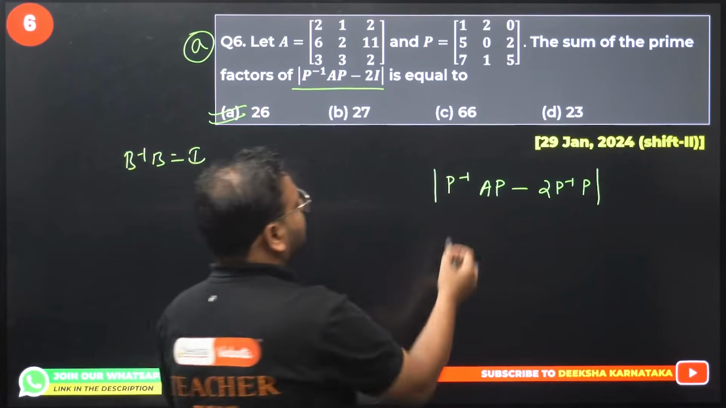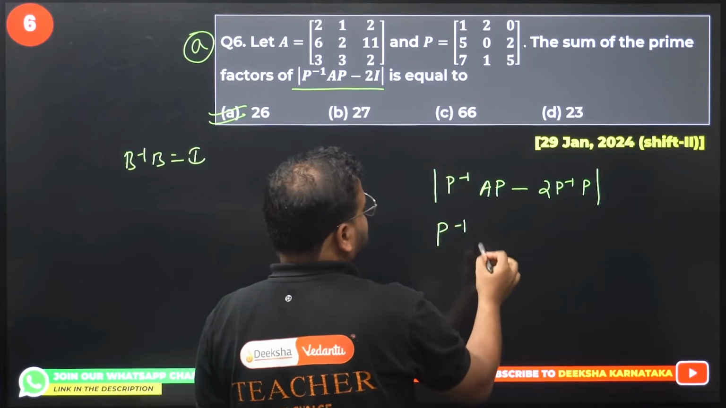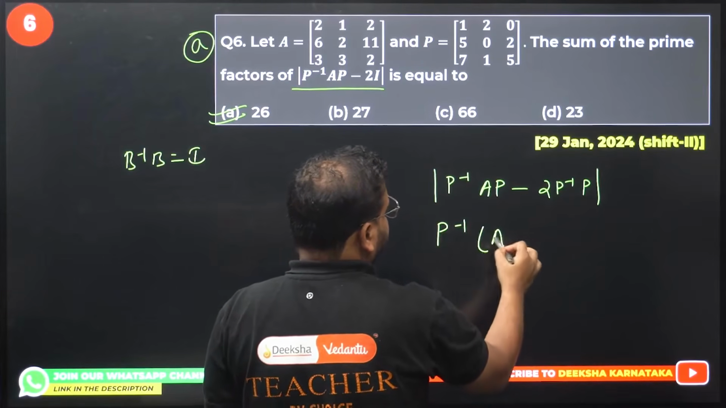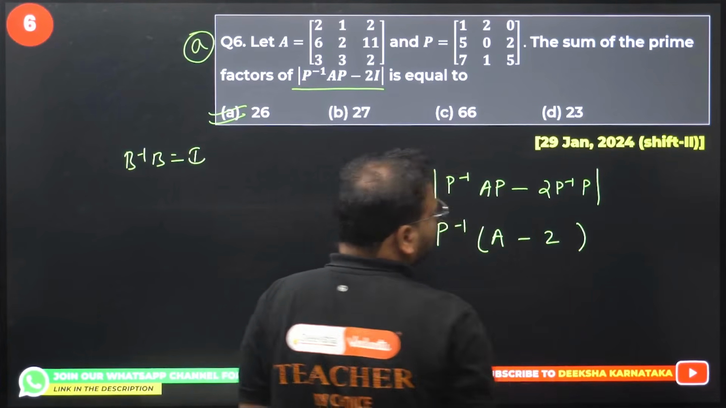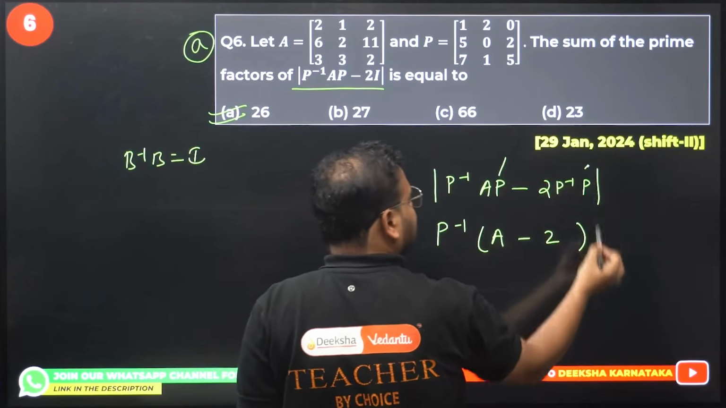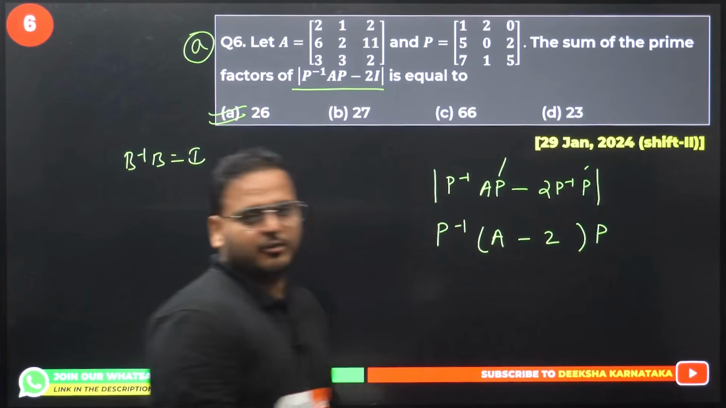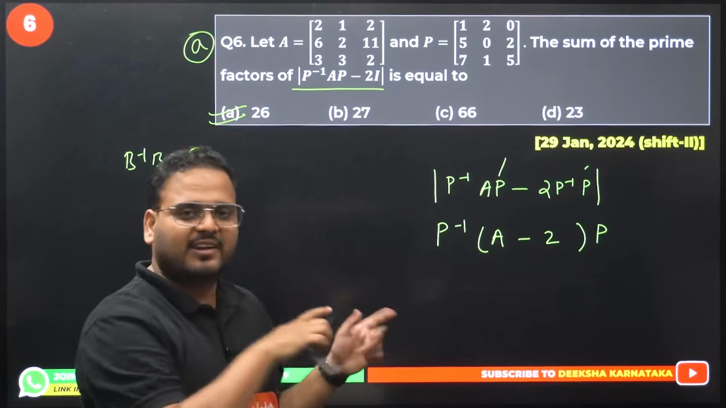So what you're going to do over here now is take P inverse common on this side, so you'll have A left, and minus 2 is there. Now take P also common on the right-hand side. We know the product of left-hand multiplication and right-hand multiplication.